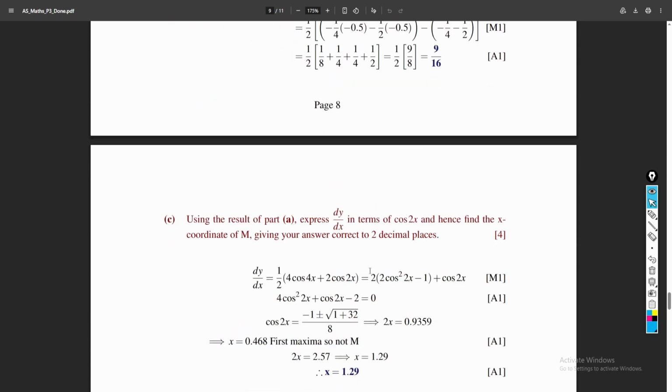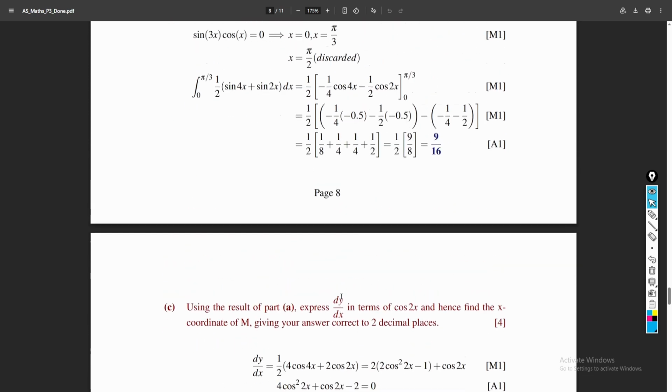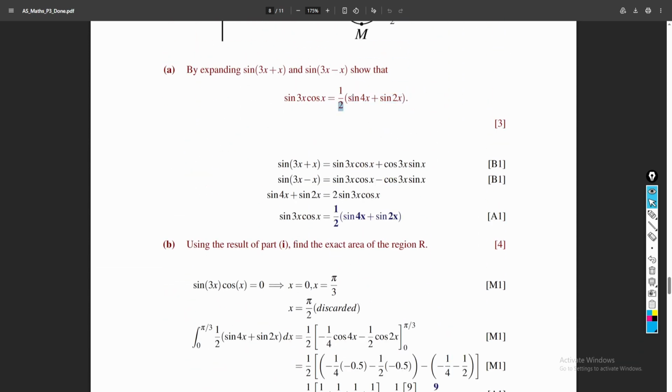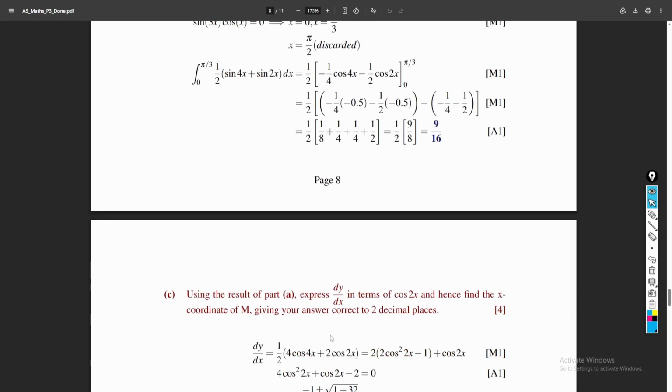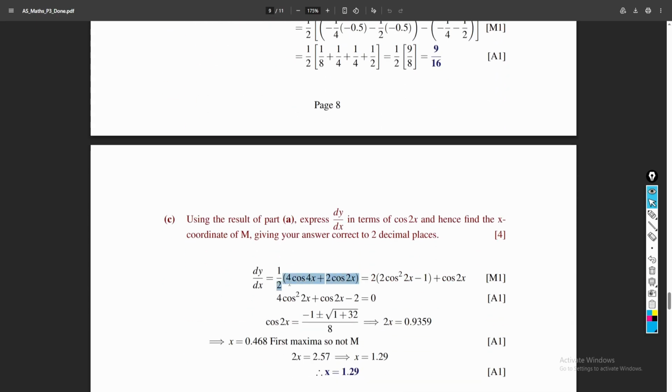We need to give the answer in cos 2x form. Since both terms in this version are already sines, if we differentiate, we'll get cos. So it's easier to just differentiate this version. So that's what we do. We differentiate this version and we get this. And then in terms of cos 2x, we need to express it. So we simply use the formula from the formula sheet to convert cos 4x into this.